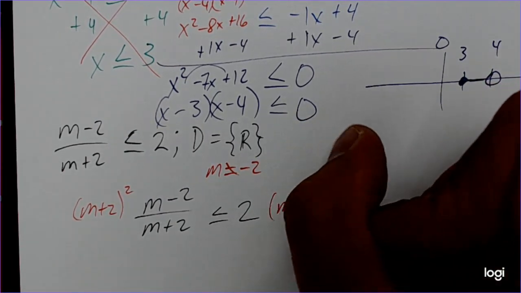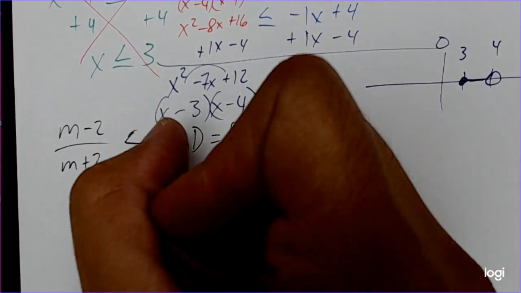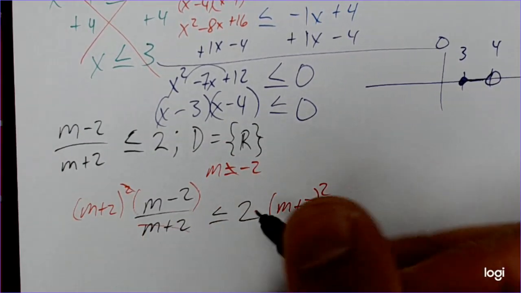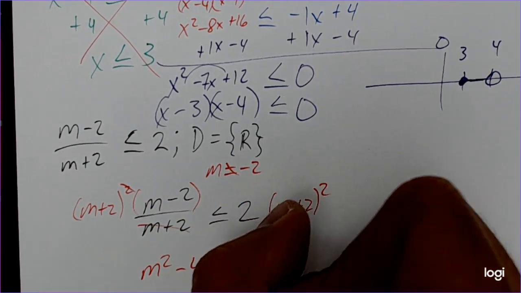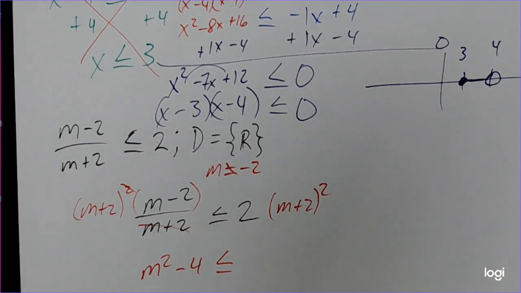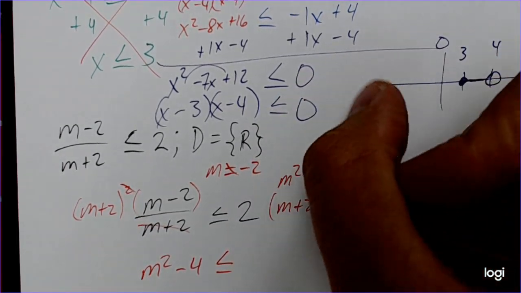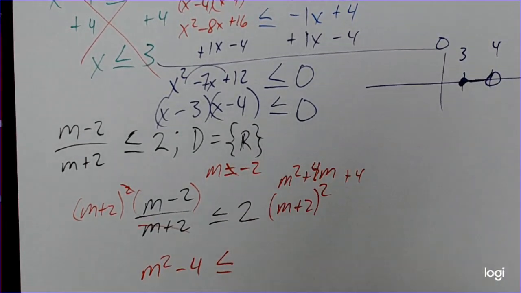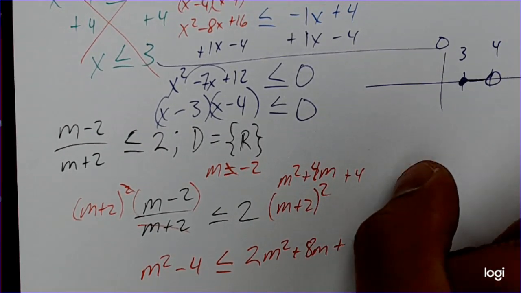And then over here we multiply by m plus 2 squared. On the left side, this cancels with the exponent, so now I have m plus 2 times m minus 2. Hey, that's a difference of 2 squares. That's going to be an easy multiplication. So that gives me m squared minus 4, less than or equal to 2 times m plus 2 squared. So m plus 2 squared is going to become m squared plus 4, and then plus 4m in the middle. So 2 times that is going to make it 2m squared plus 8m plus 8.